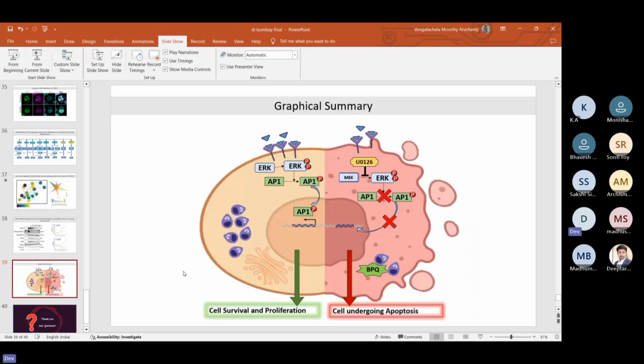So coming to the end of my presentation, this is the graphical summary, which suggests that upon infection, ERK is phosphorylated, which regulates the AP1 transcription factor family. Ultimately, it leads to nuclear localization, cell survival, and proliferation. And upon inhibition of ERK by U0126, there is a loss of phosphorylation of the AP1 transcription factor family, no nuclear localization, and the cell ultimately undergoes apoptosis.